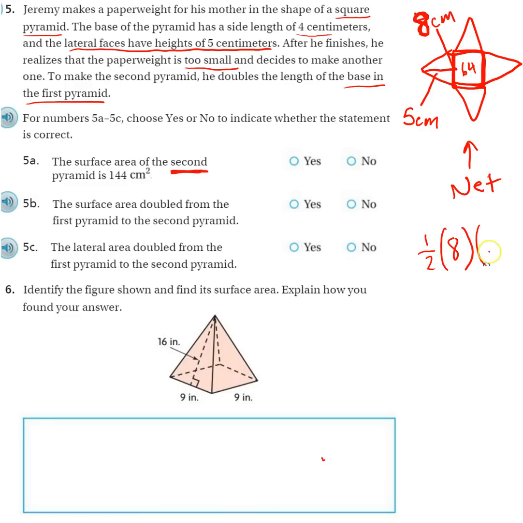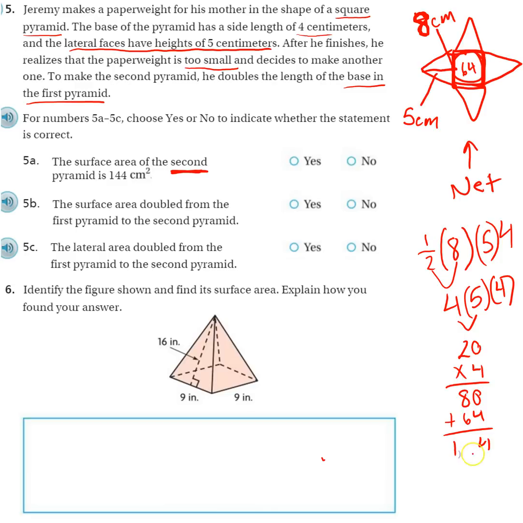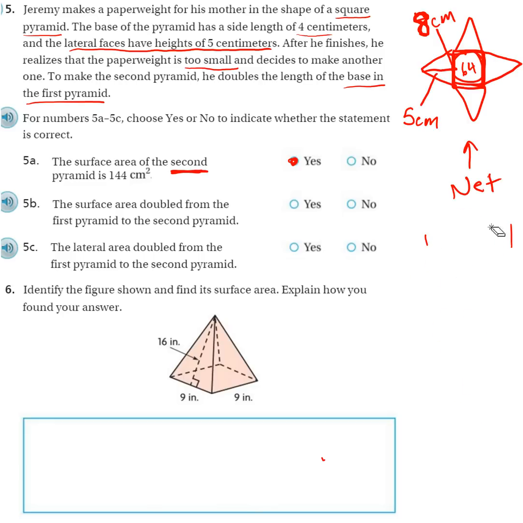And the height is still 5. And then there are 4 of them. So I know half of 8 is 4, so 4 times 5 times 4. 4 times 5 is 20, and then times 4 is going to be 80. And 80 plus the 64 from the base would give us a total surface area of 144. So this is true. Again, never erase your work. You can just get more scratch paper.